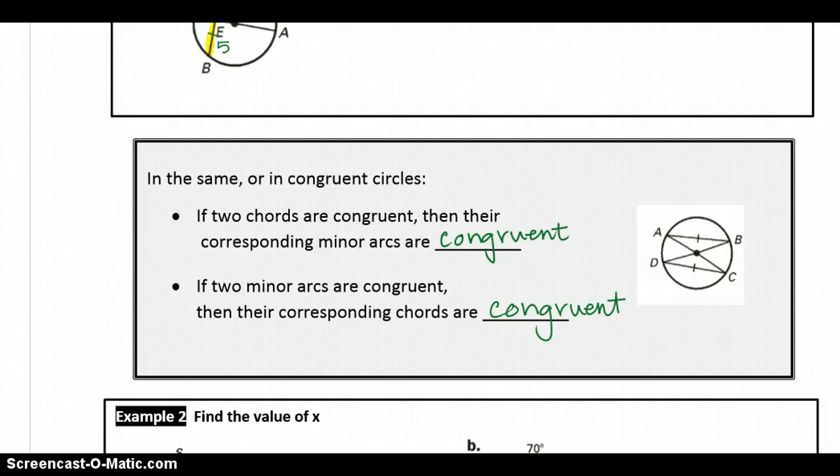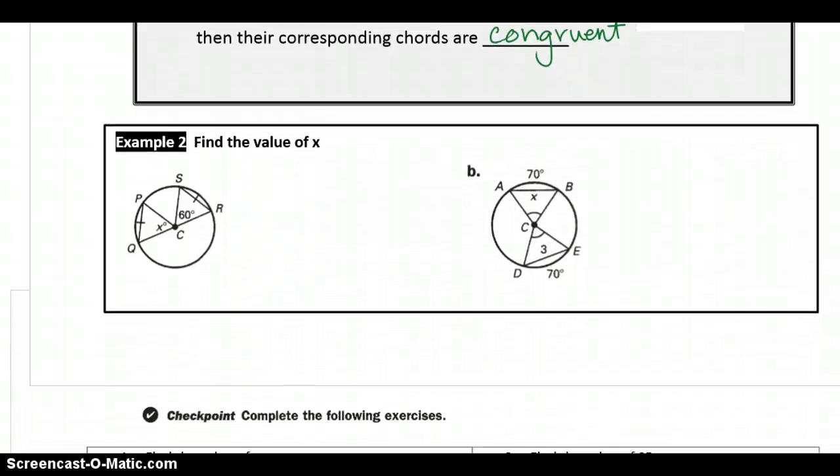So looking at my picture to the right, if the arc going from A to B is congruent to the arc going from D to C, then the corresponding chords have to be congruent. So we have an arc from A to B, but we also have a chord from A to B. Again, we have an arc from C to D, and we have a chord from C to D. If the chords are congruent, the arcs are congruent, and vice versa. That's what that means.